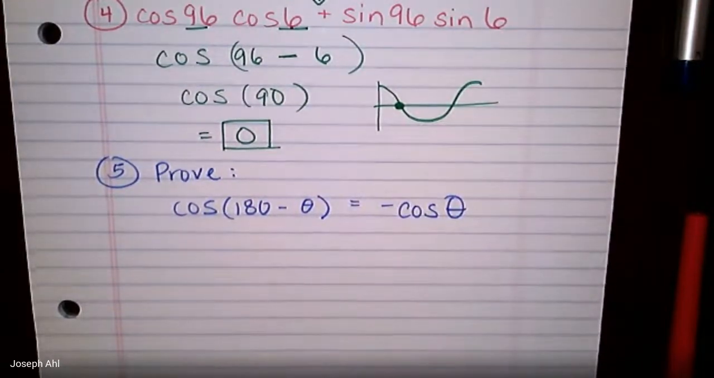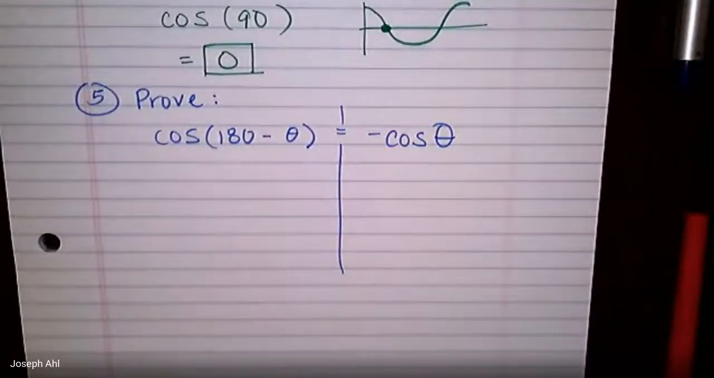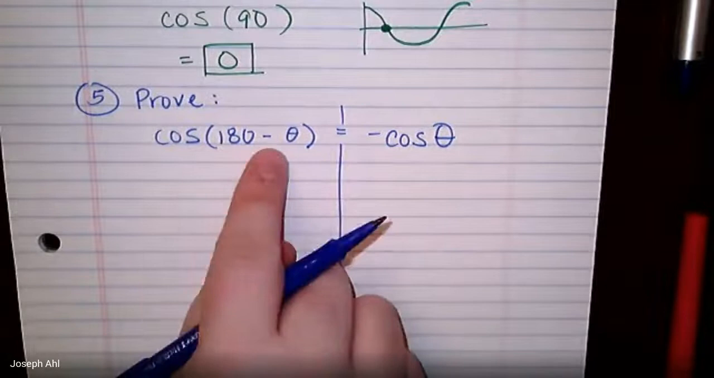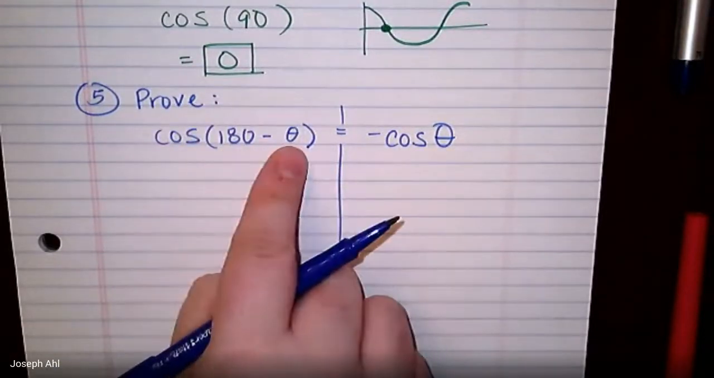Okay. Prove that cos of 180 minus theta equals negative cos theta. Here we go. Draw the wall. Definitely going to be working down the left side here. We know that we have an identity for cosine of the difference of two angles.